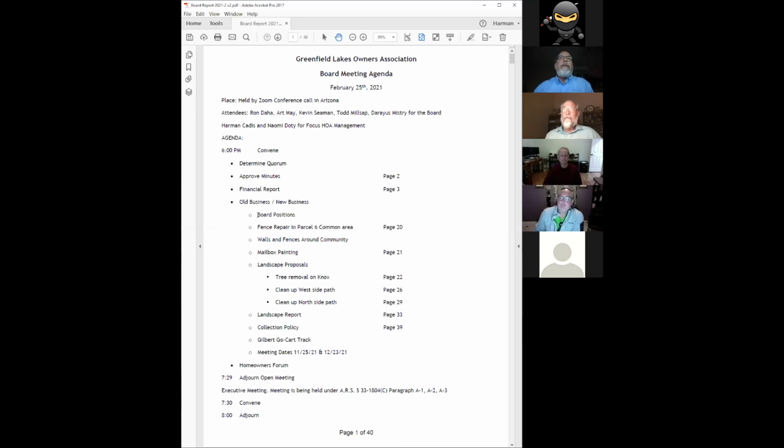Okay, first agenda item is board positions. This is where you start to play scissors, paper, rock, or arm wrestle, or decide who would like to be which position. So you start from the top down. So we'll entertain the nominations or appointments for president of the board.